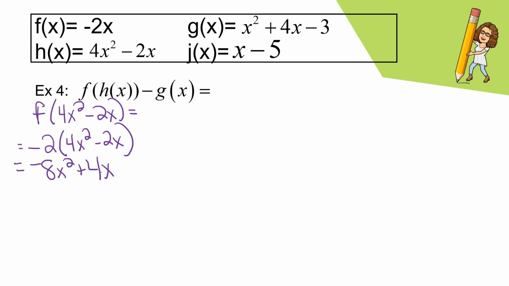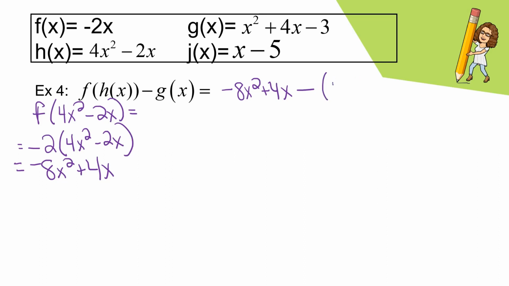And I get negative 8x squared plus 4x. Now, that is f of h of x. I am not done with this problem yet because I still need to take that and subtract g of x. So I'm going to write out that negative 8x squared plus 4x is the composition. Then I'm going to write that I'm subtracting all of g.